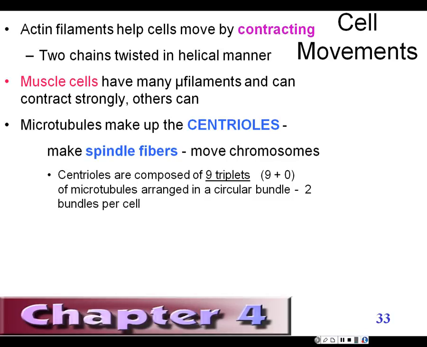Right. Okay. All right, so centrioles are composed of 9 triplets. So what we call this is a 9 plus 0. There's 9 of these triplet things going around in a circular bundle, and it says 0 because there's nothing running in the center. It's hollow. And we always have a pair of these centrioles in the cell. We always have a pair.